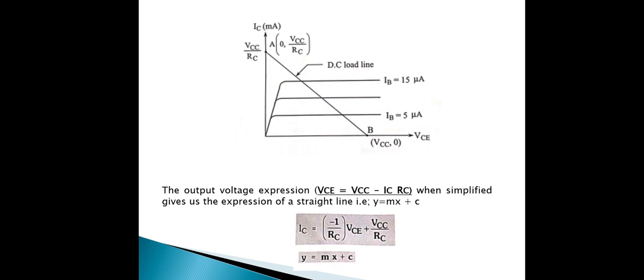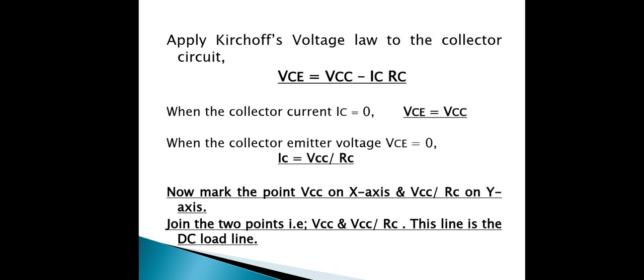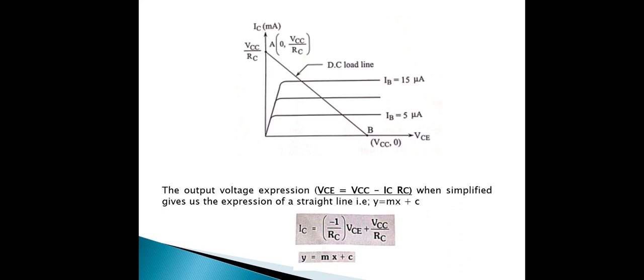After getting the characteristics, here you can see a line which is touching the collector current axis and the collector emitter voltage axis. This particular line is called the DC load line. This line is drawn between collector current and collector emitter voltage. We call it the DC load line. Now we'll see the procedure of drawing this line.